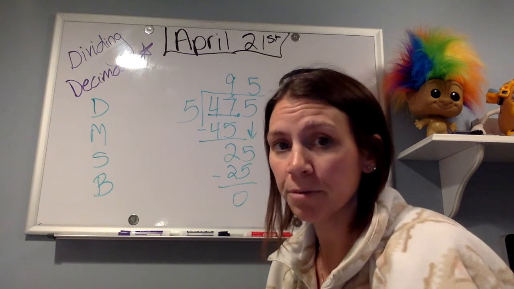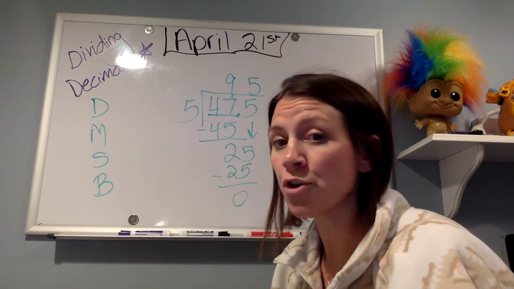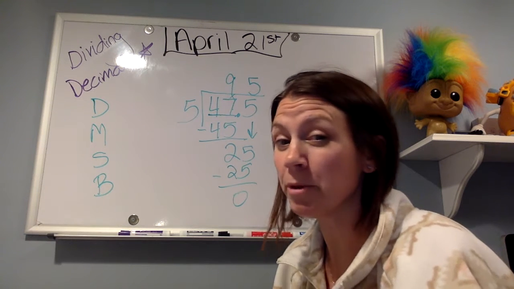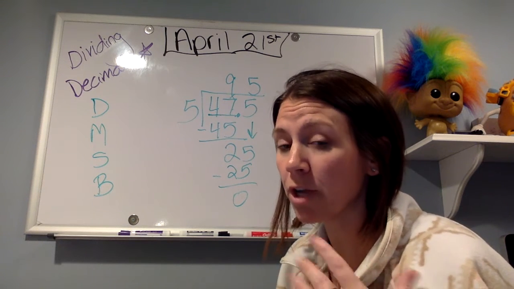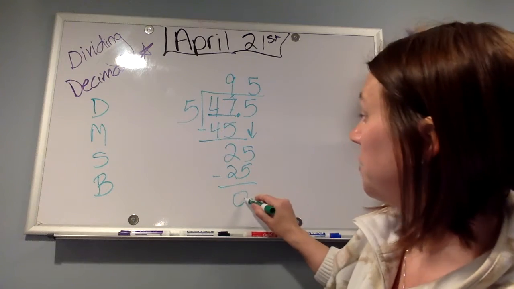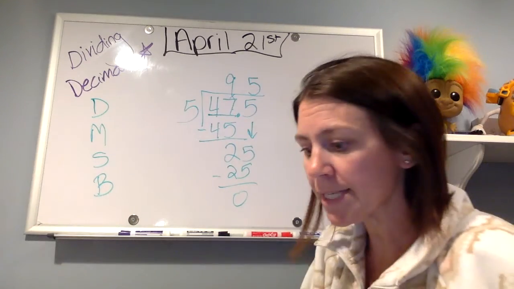Today, if you get a remainder, you did something wrong. There's no remainders, okay? There's not going to be remainders tomorrow either. So if you get a remainder, try again. Remainder of 0, and then look how easy it is.